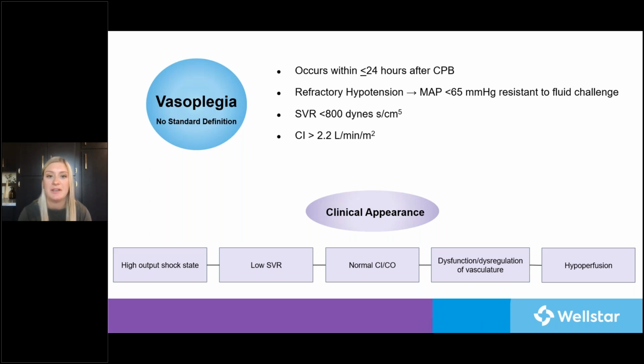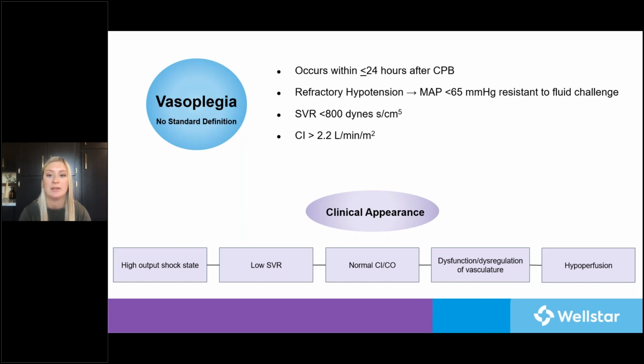So there's no standard definition of vasoplegia. However, in general, it's thought to be related to refractory hypotension, so a mean arterial pressure less than 65, that's not responding to your volume resuscitation, a low systemic vascular resistance less than 800, and a normal cardiac index greater than 2.2. And the onset of vasoplegia is thought to occur within less than 24 hours after cardiopulmonary bypass. So clinically, when we look at a patient, we refer to vasoplegia as a high output shock state.